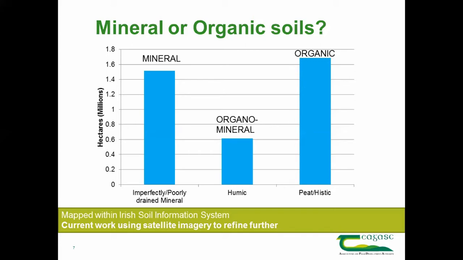If you go over to the right hand side of this slide, you're looking at the organics, so the peat and histic under that headline. Depending on which estimates you look at, there is a bit of variation, but somewhere around 1.6, 1.7 million hectares. And then the humic soils, which are, as I said, a kind of halfway house between the two, about 0.6 or 600,000 hectares in that category. So look, there's quite a lot of these soils around the place. For the peat and the histic, as we'll see as we go on, not all of that 1.7 million is under agriculture, so there's quite a mix there as well.